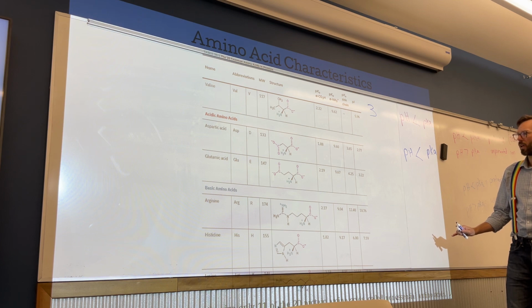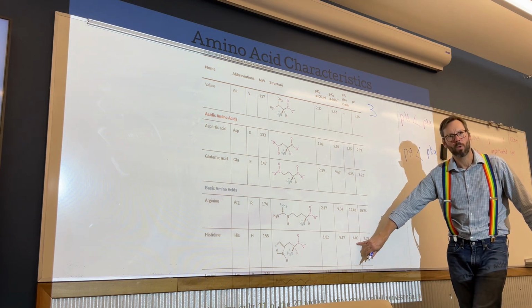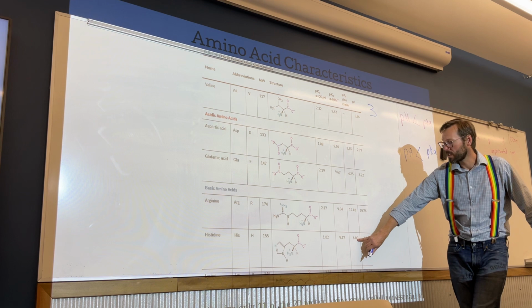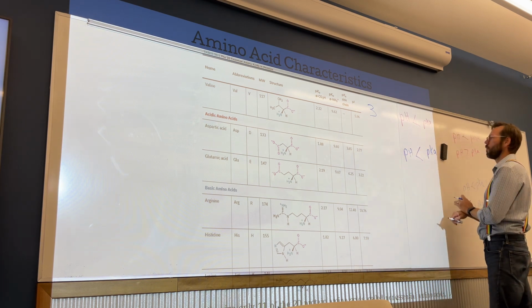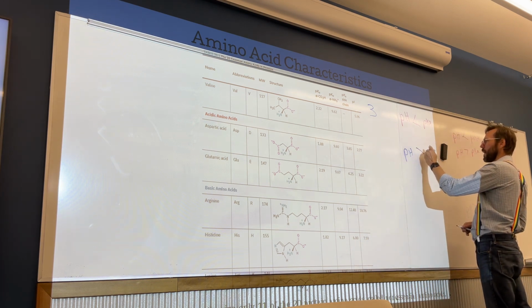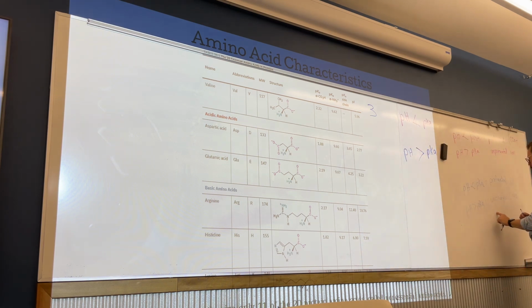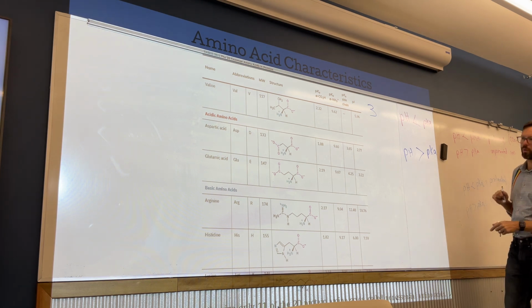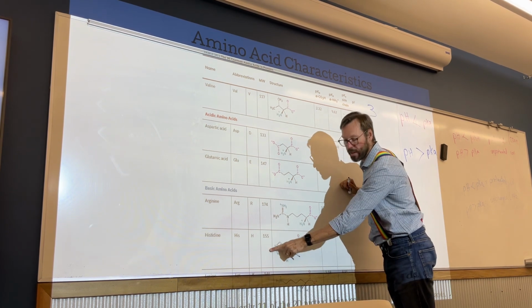In which case, wasn't histidine one too? So we should have looked at that one as well. What was the pH for histidine? Physiological 7.4. Okay. So pH is greater than the pKa of the side chain. So uncharged. So it would exist like that, which is how they have it written.